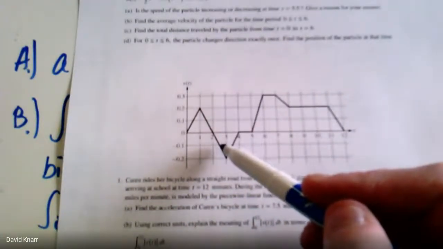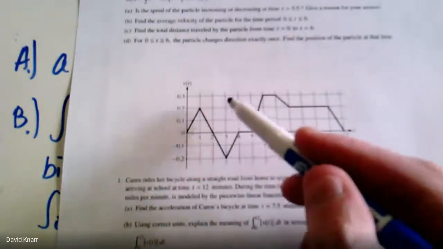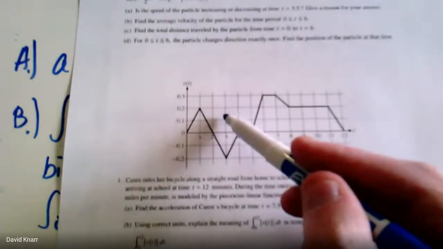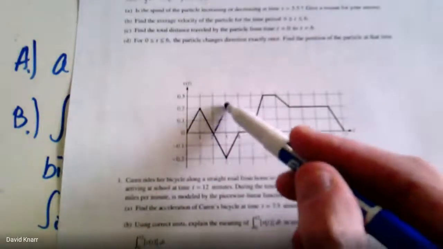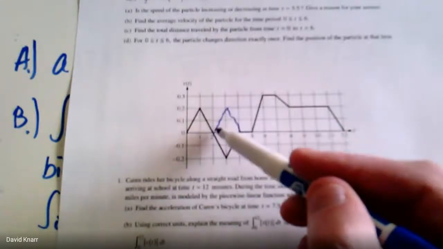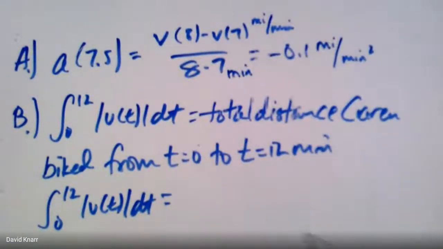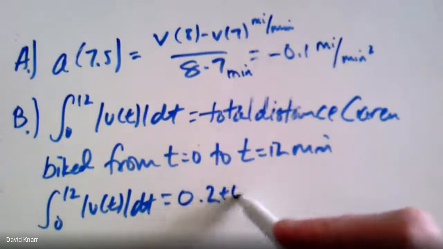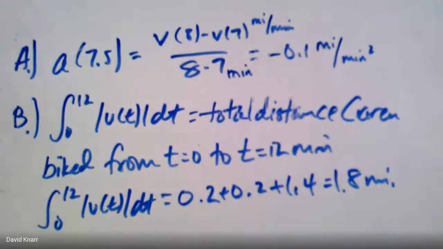It's supposed to be negative, but remember, it's absolute value. So that means that this triangle will flip up over the x-axis now, right? Because there's no negative values for y anymore. So it now looks like this. I need to find this area as well. So the total distance can be found by finding this area and all this area that's here. And if you do that, you get 0.2, another 0.2, and a 1.4, which is 1.8 miles. All right? That takes care of letter B.